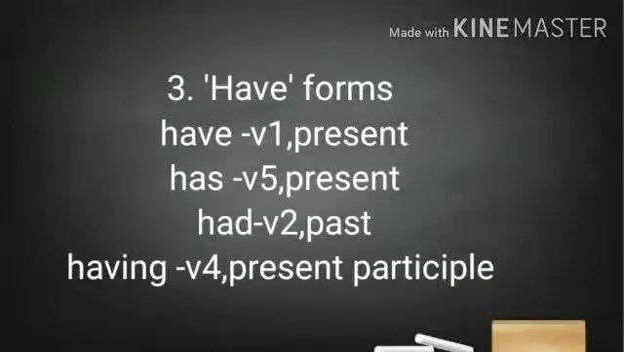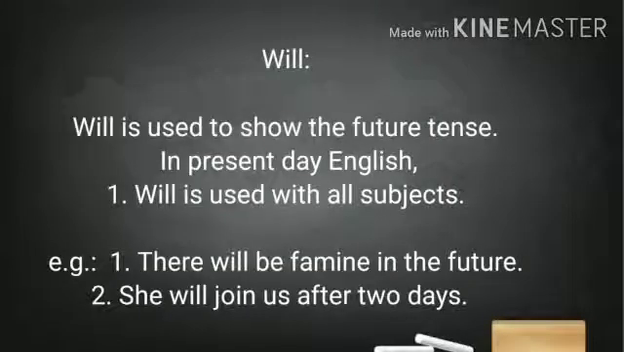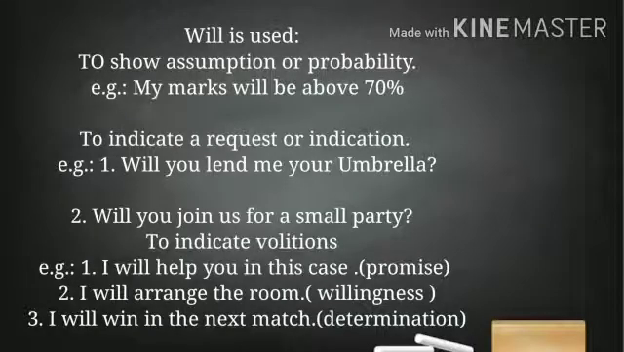So let's go through the use of modals. Will is used to show the future tense. In present day English, will is used with all subjects. For example, there will be famine in the future. She will join us after 2 days. And will is also used to show assumption or probability. My marks will be above 70%. And to indicate a request or invitation. For example, will you lend me your umbrella? Will you join us for a small party?